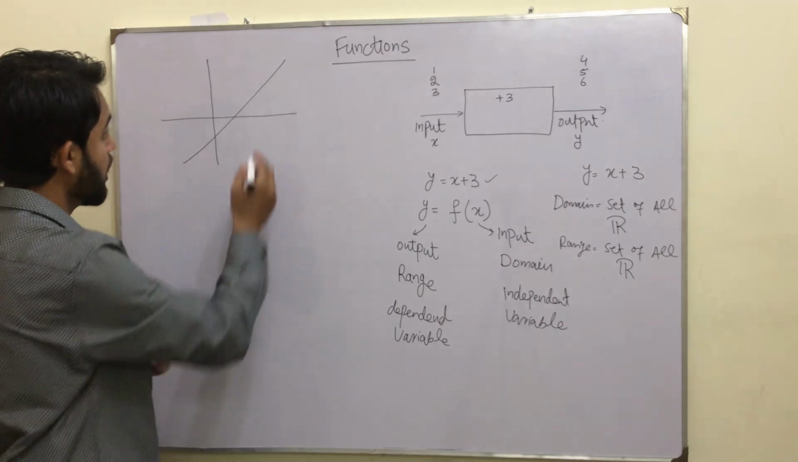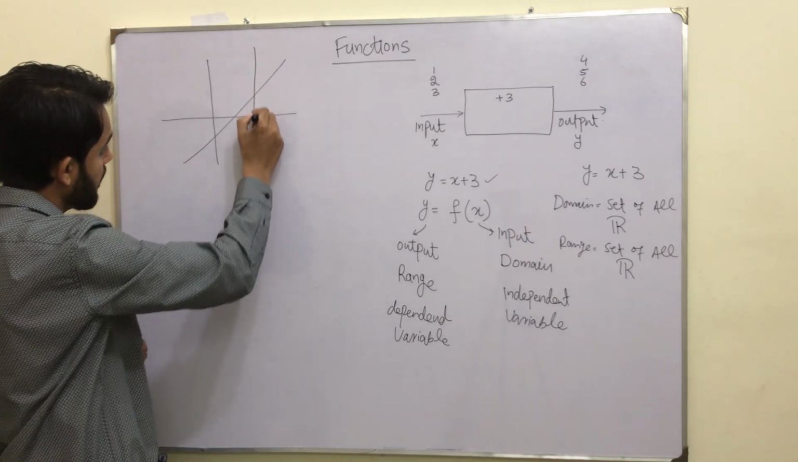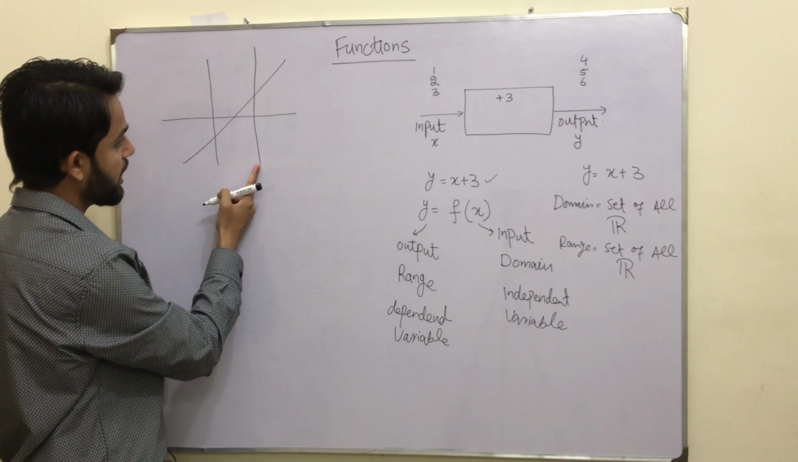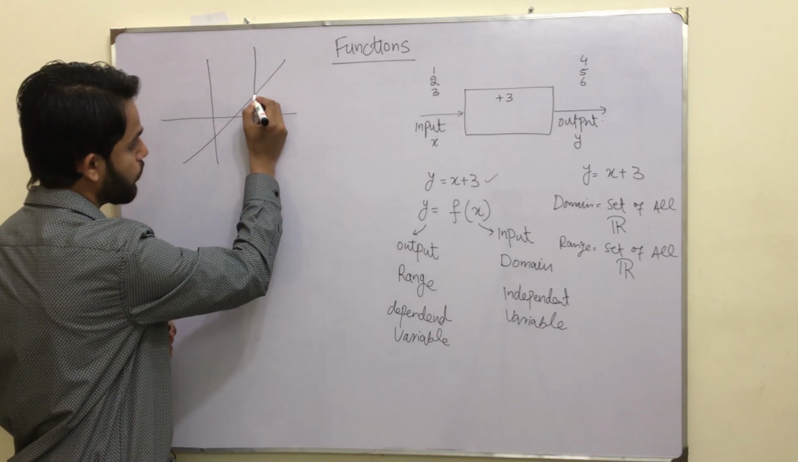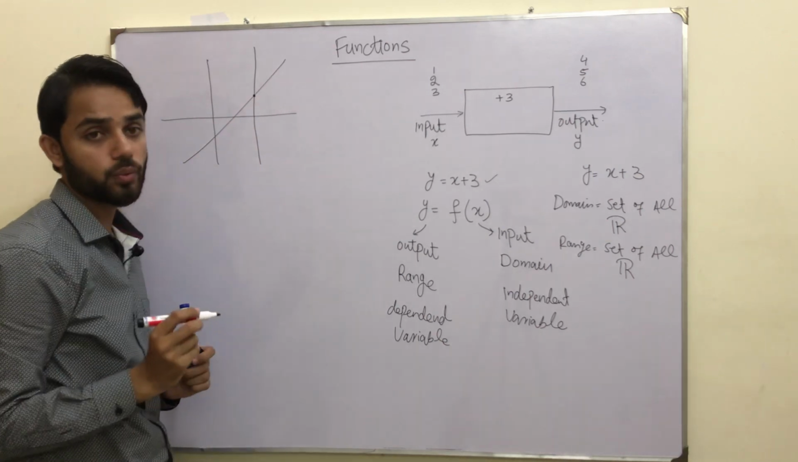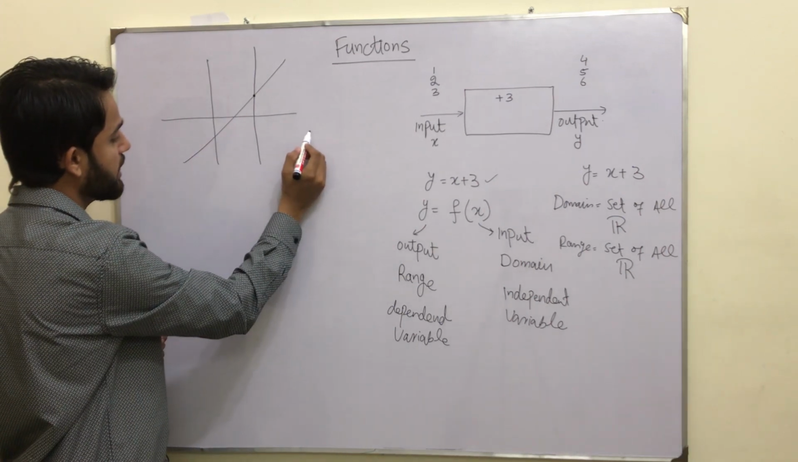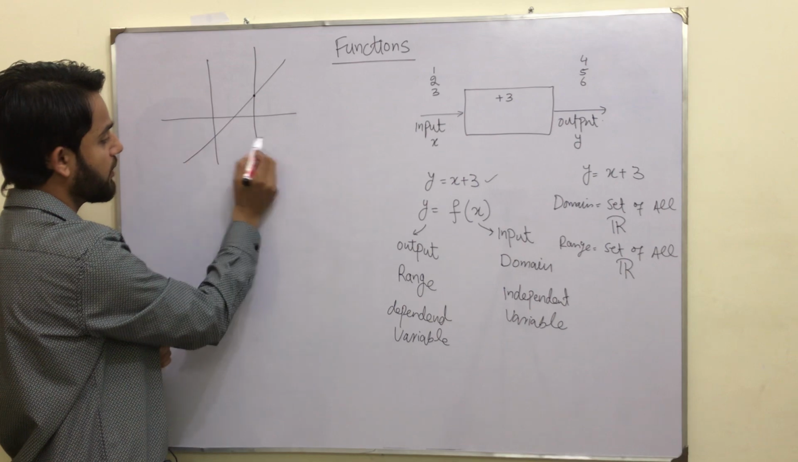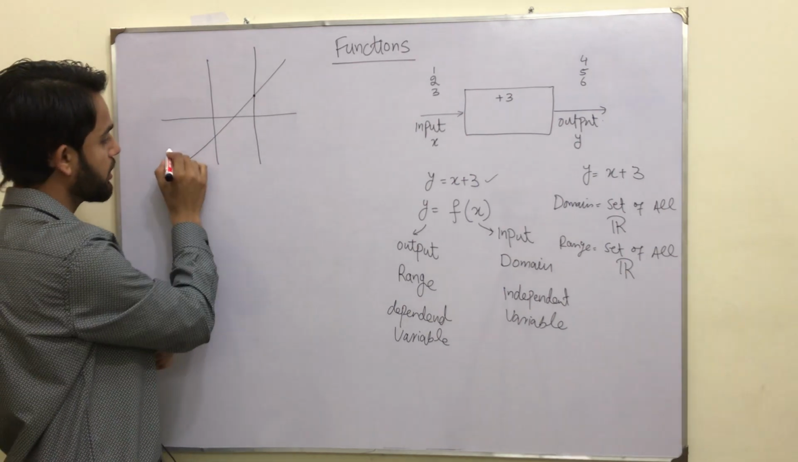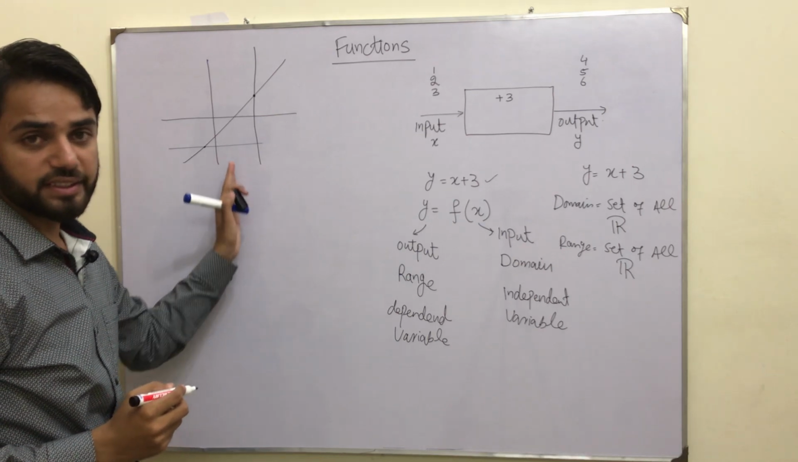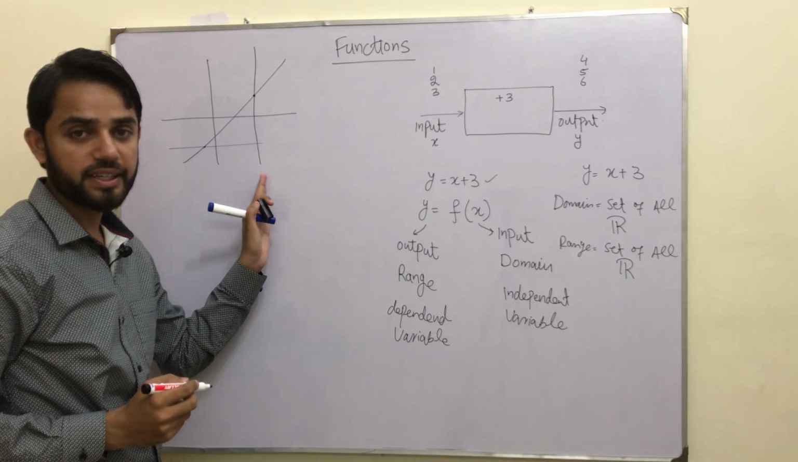What does that mean? Once you draw a vertical line on this graph, you will see that the vertical line cuts your graph at one point only, or even if you draw a horizontal line, that will also cut the graph at one point, like this. So it means that this is a function.